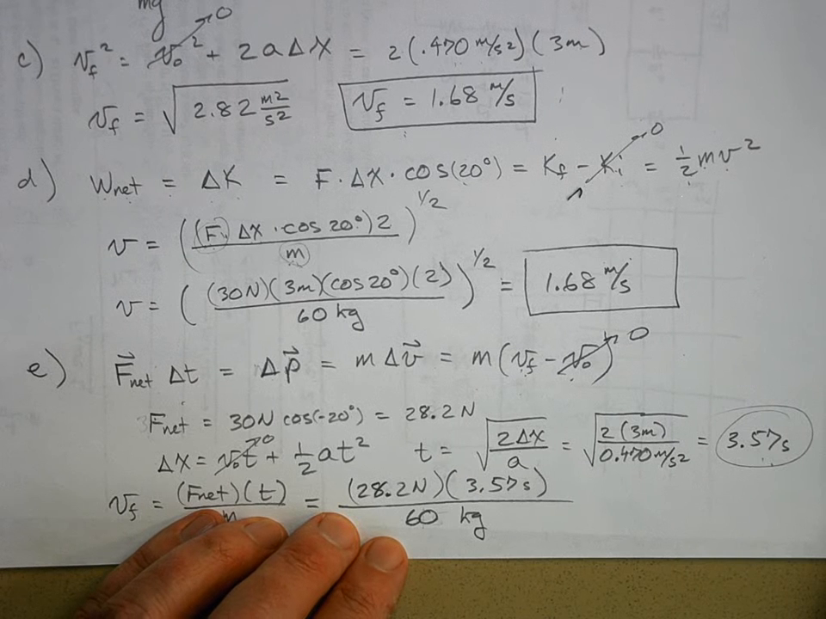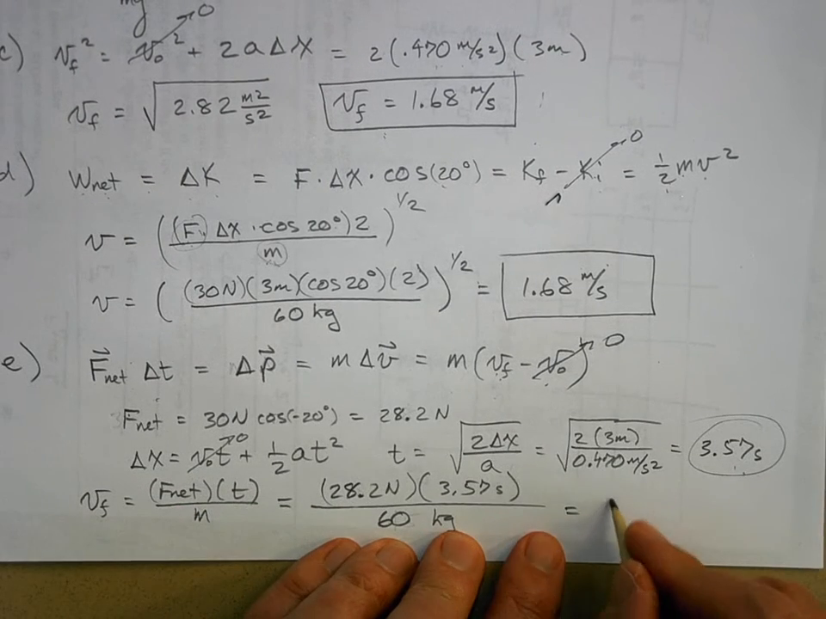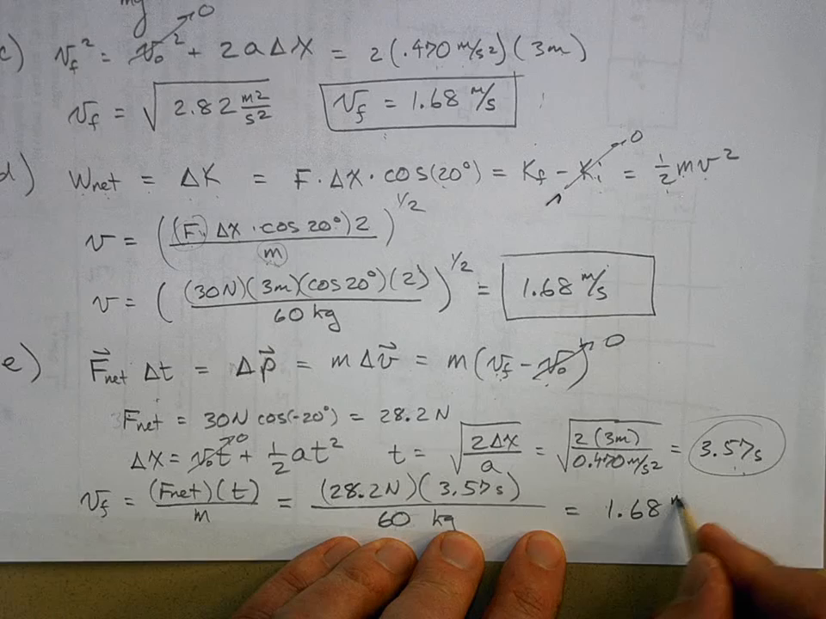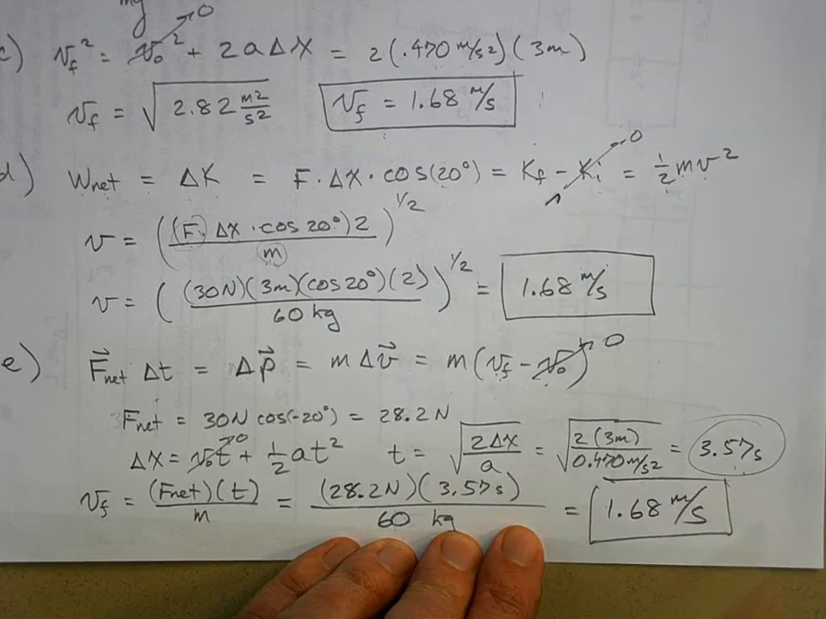So 28.2 times 3.57 divided by 60, and we get, yay, 1.68 meters per second, the same answer.